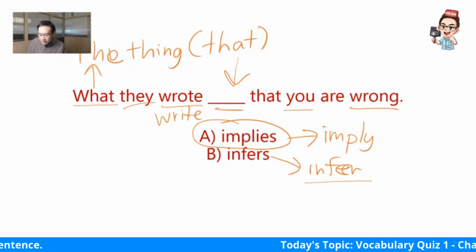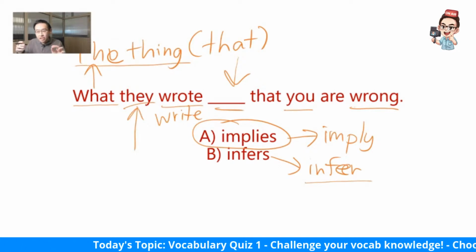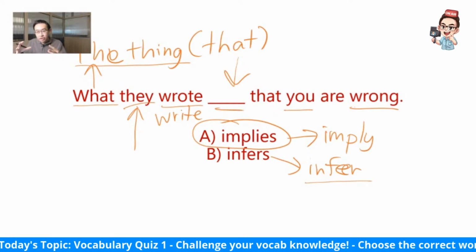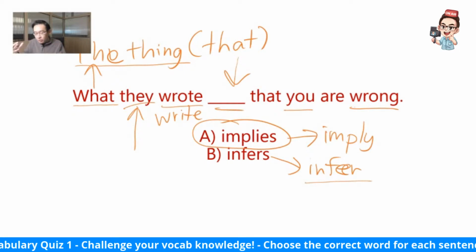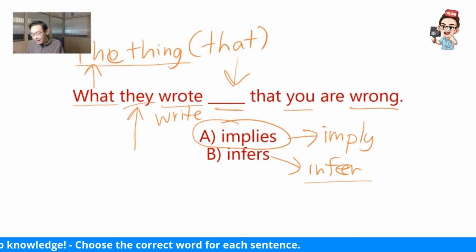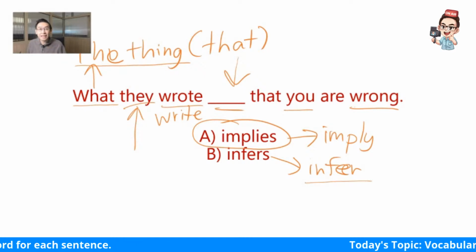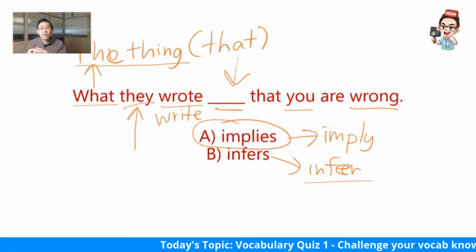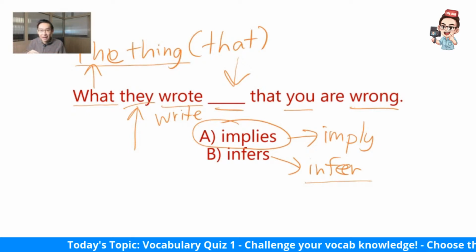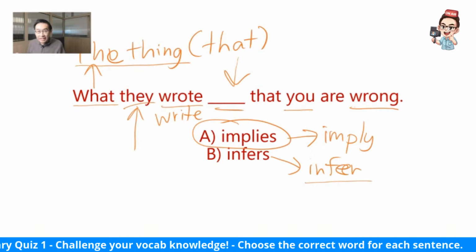So that's why for this sentence, we say imply, because we want to say that the thing that this group of people wrote wants to say to you indirectly that you are wrong. That's why we say imply, okay? It's to say something indirectly. We don't say infer, because infer is like to summarize something from the information that you have, okay? Now, let's move on to the second sentence.